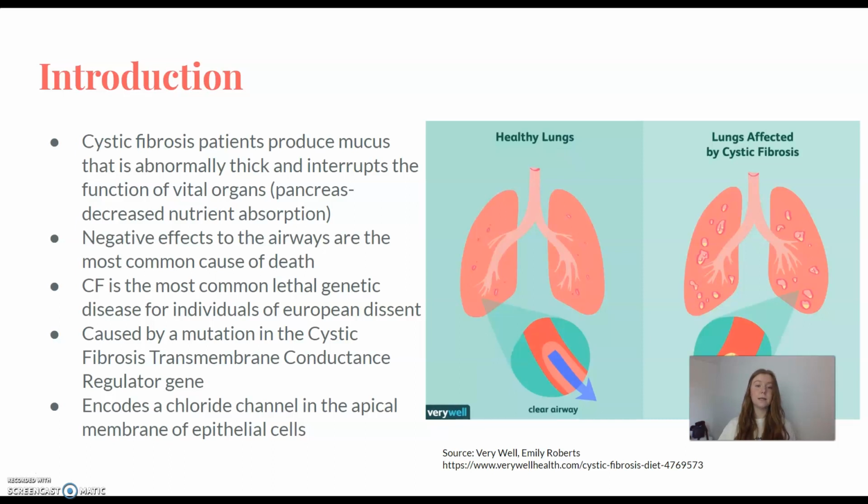Negative effects to the airways are the most common cause of death, and in the picture on your right, you can see a clear airway with healthy lungs and then the thick mucus next to it, which is caused by CF. And it's also the most common lethal genetic disease for individuals of European descent, and it's caused by a mutation in the cystic fibrosis transmembrane conductance regulator gene, and this encodes a chloride channel. So actually a lot of CF patients will have very salty sweat because it's not being regulated by this gene.